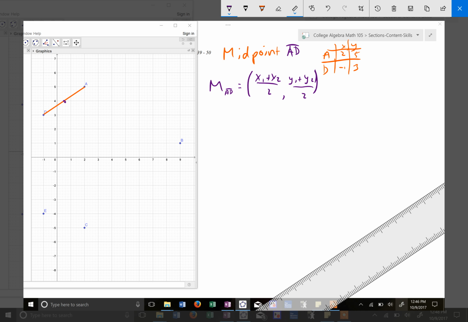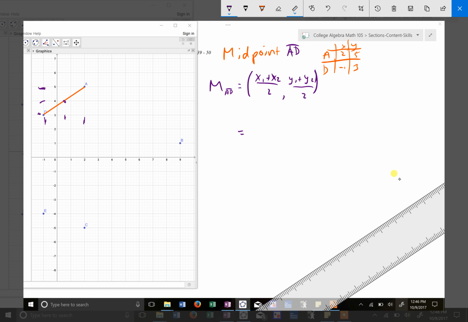Once again, that should make sense intuitively because it's the average of your x values, right? If I add these two x values and divide them by 2, I should get around there. And then it's the average of my y values. If I add these two and divide by 2, I should get someplace around there. And therefore, that's my solution.